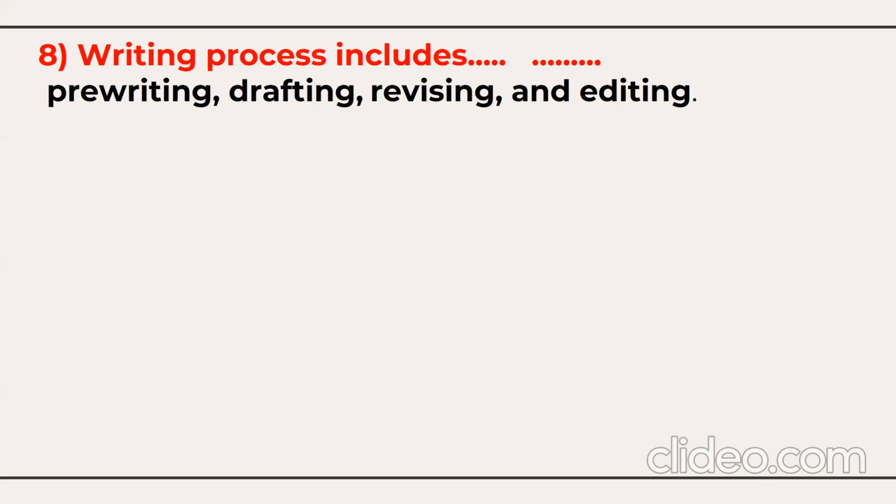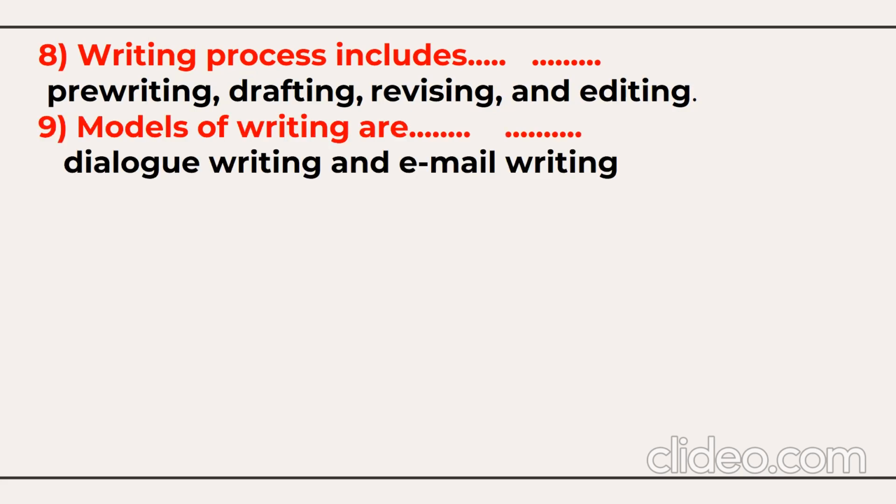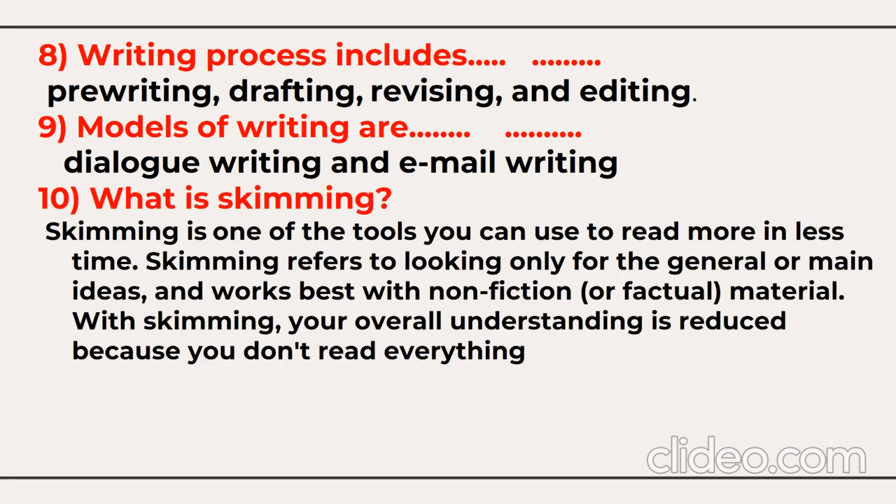Writing process includes pre-writing, drafting, revising, and editing. So that's the writing process. Models of writing are dialogue writing and email writing. And the last question, what is skimming? Skimming is one of the tools that you can use to read more in less time. Skimming refers to looking only for the general or main ideas and works best with non-fiction material. With skimming, your overall understanding is reduced because you don't read everything.